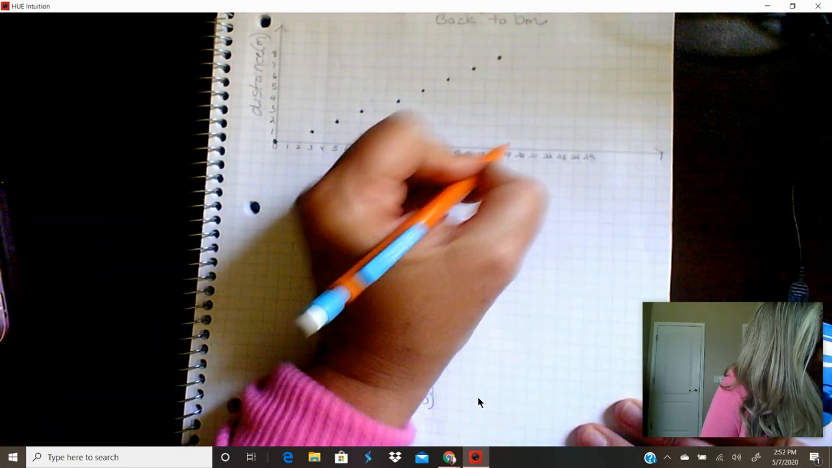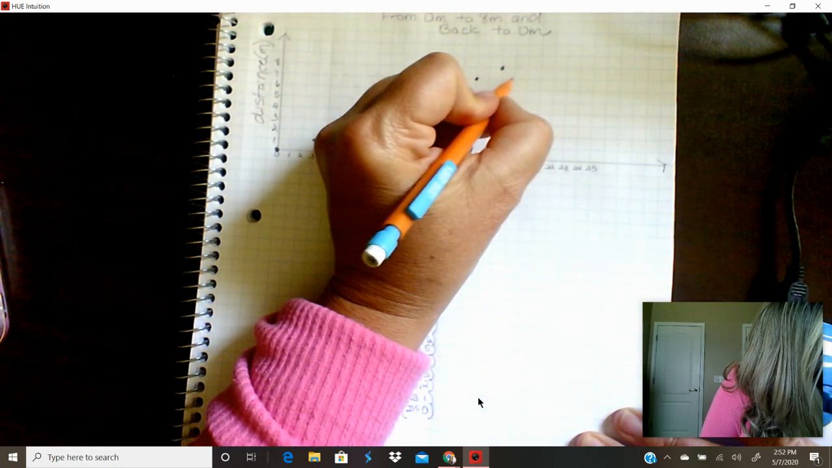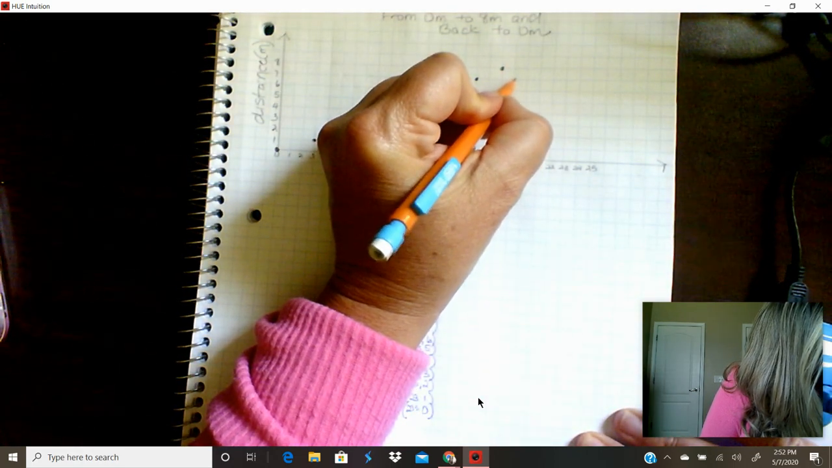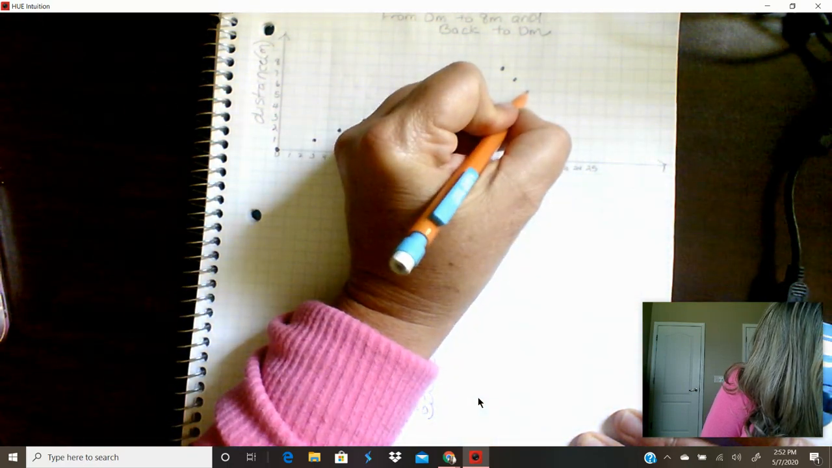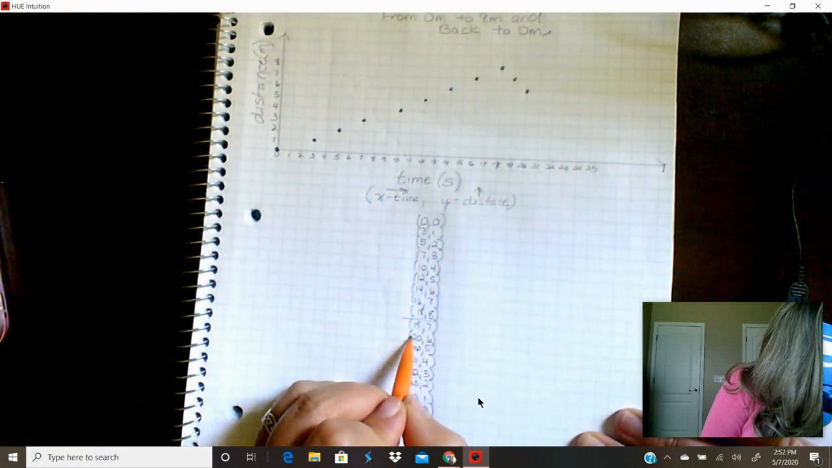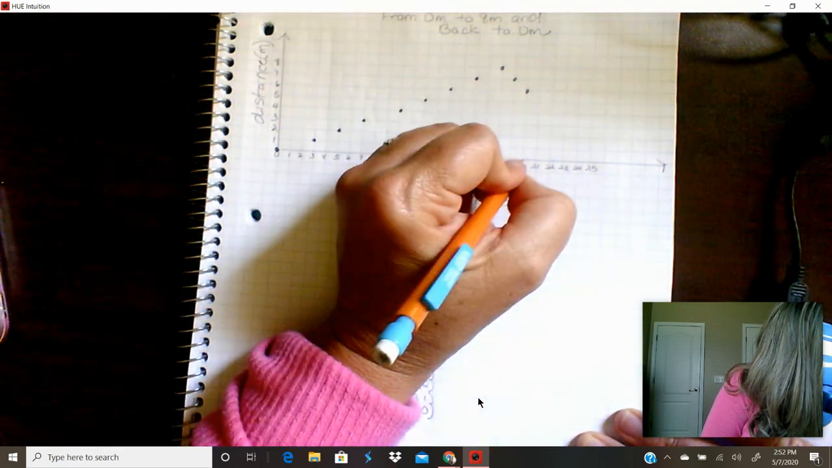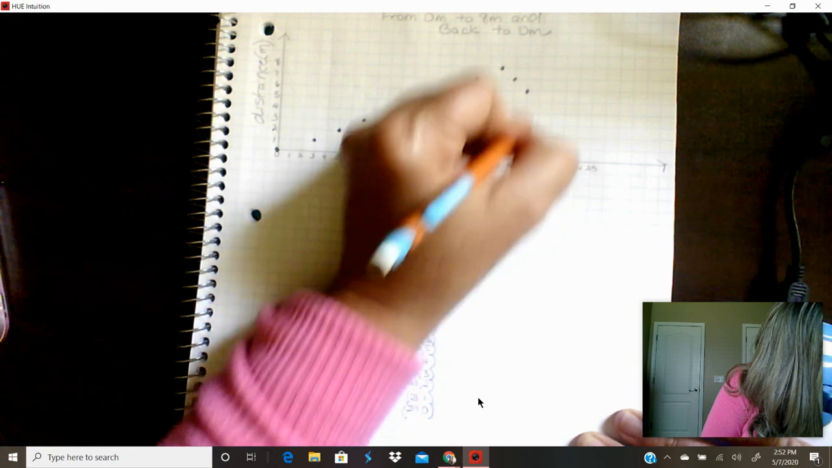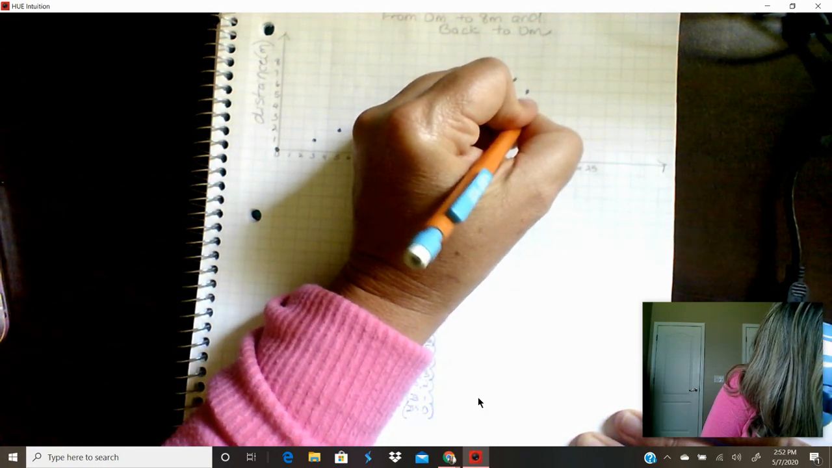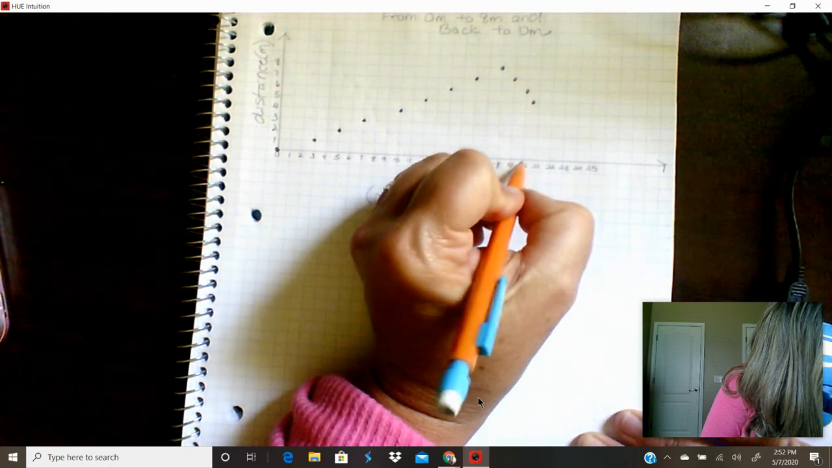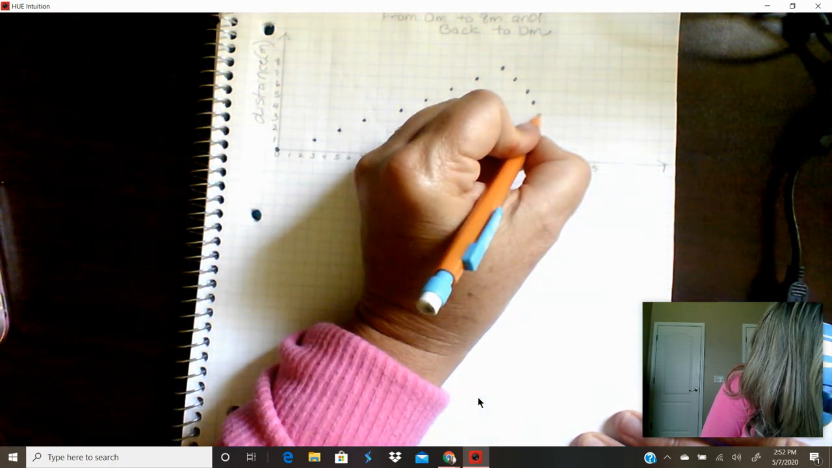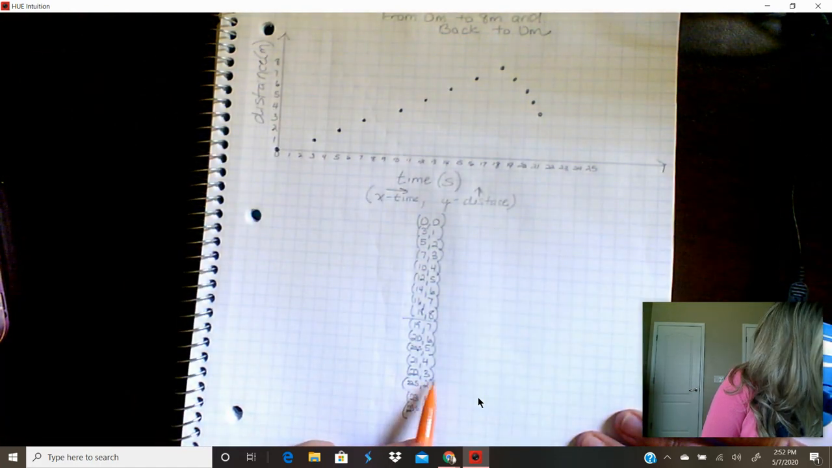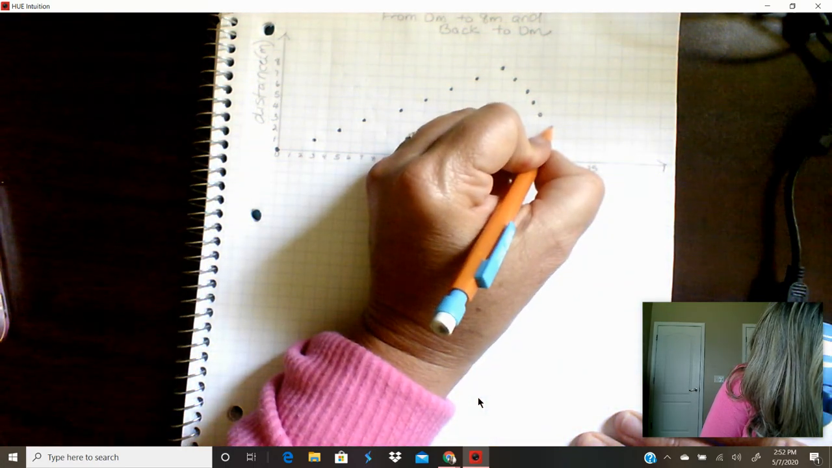Crawl over to 19 and climb up to 7. Crawl over to 20 and climb up to 6. Crawl over to 20.5 and climb up to 5. So we're on the 5 distance line, but halfway between 20 and 21. Crawl over to 21 and climb up to 4. All right. Crawl over to 22 and climb up to 3.